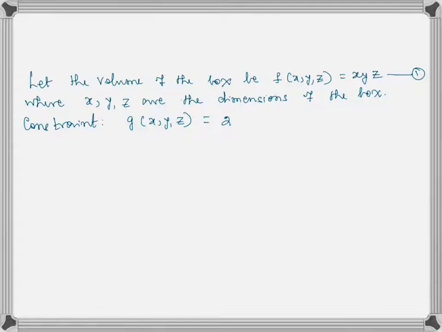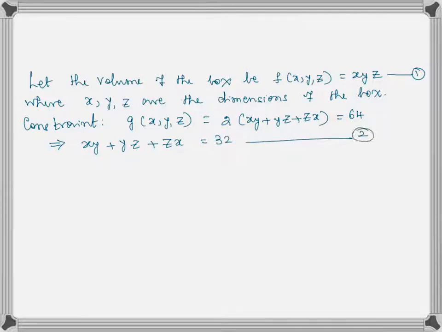Surface area involves the same area at the bottom and the top. Two faces are of the same area, and then two other faces are of the same area. So it will be 2xy + 2yz + 2xz. By factoring the 2 out, you get 2(xy + yz + zx). That is given to be 64. So if you solve for xy + yz + zx, it will be just 32. So this is the constraint function.